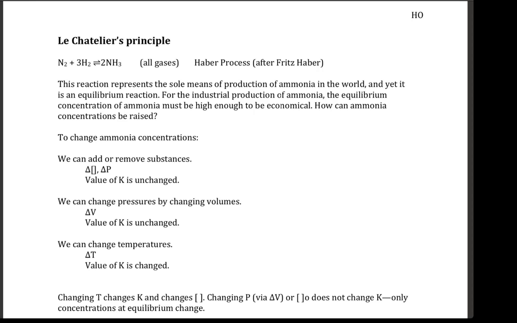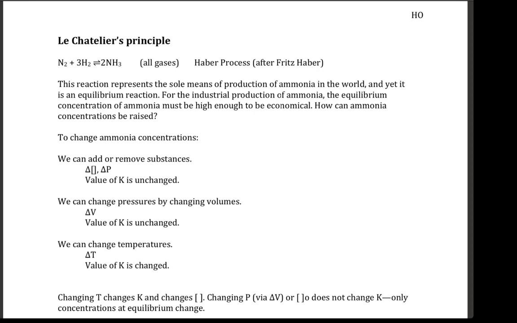They're all gases. This is often called the Haber process, after a German chemist named Fritz Haber who worked with it. This reaction represents pretty much the main way that ammonia is made throughout the world. And ammonia is very important because of its use as fertilizer. And yet it's an equilibrium reaction. For the industrial production of ammonia, the equilibrium concentration of ammonia must be high enough to be economical. So how can the ammonia concentration be raised? And that's what Le Chatelier's principle works with.